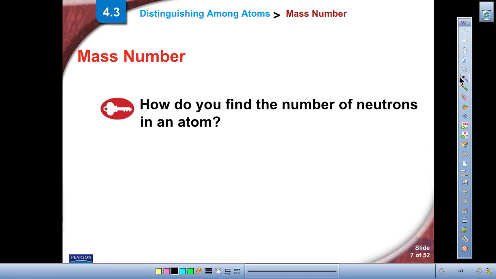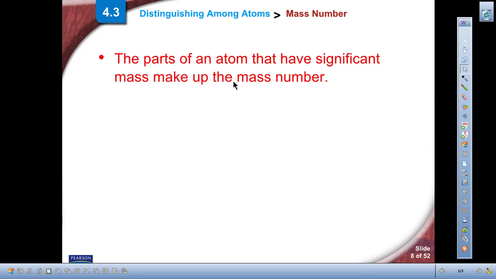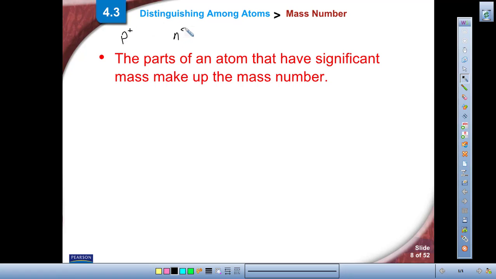So we talked about the atomic number, and now we need to talk about the mass number. So the question we're going to start off with is, how do we find the number of neutrons in an atom? We said that protons determine what the atom is. Well, let's think about what parts of an atom have significant mass. We've said before in section 1 that an atom has a proton, a neutron, and an electron.